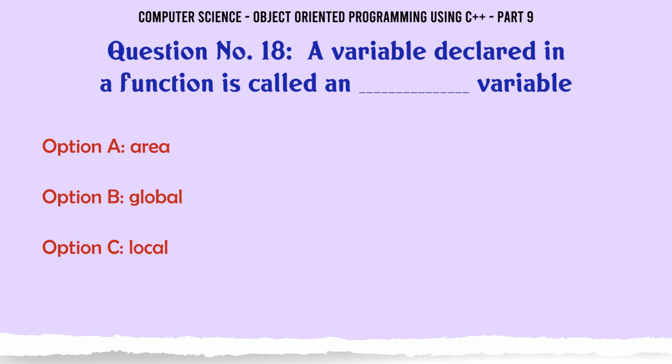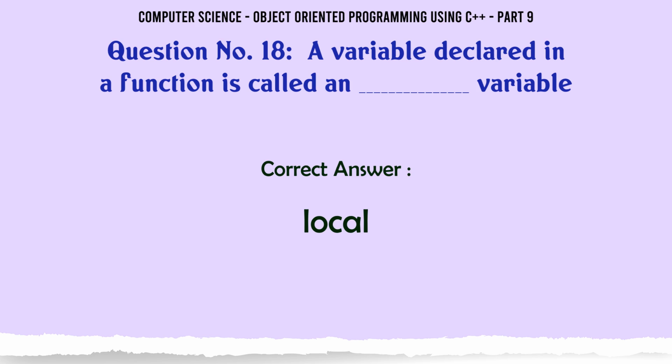A variable declared in a function is called a variable. A. Area, B. Global, C. Local, D. Reference. The correct answer is local.